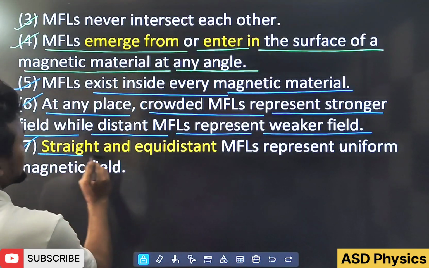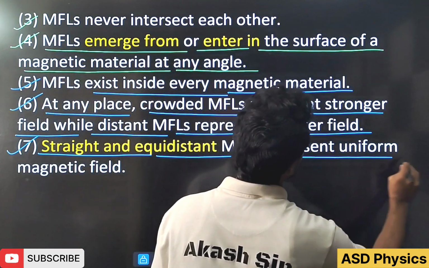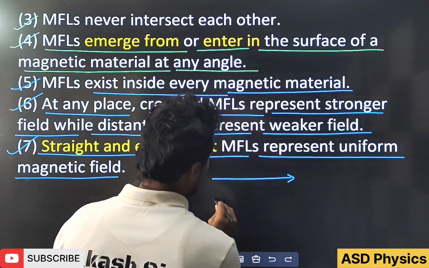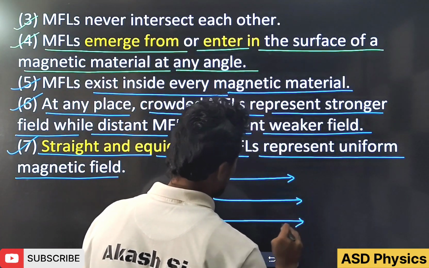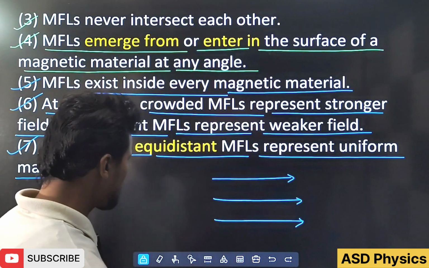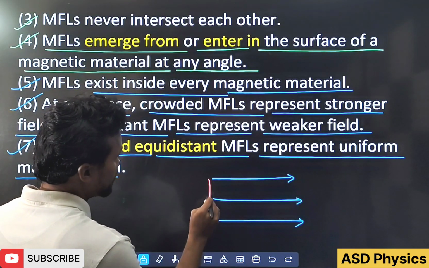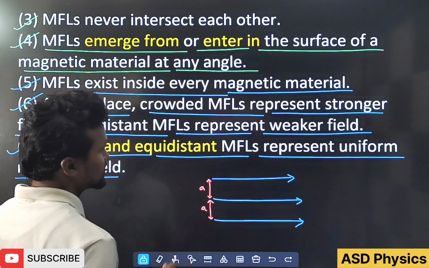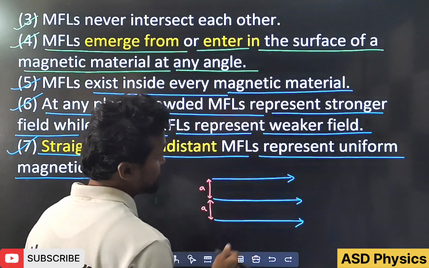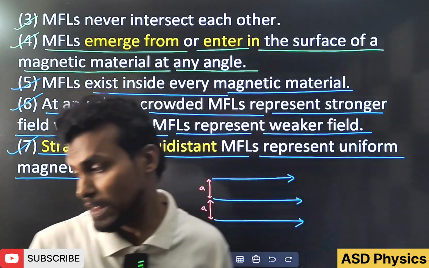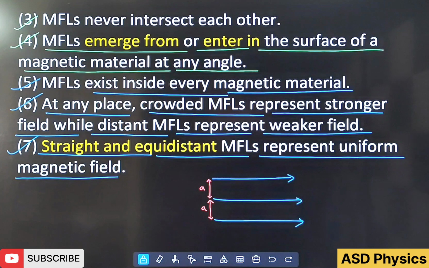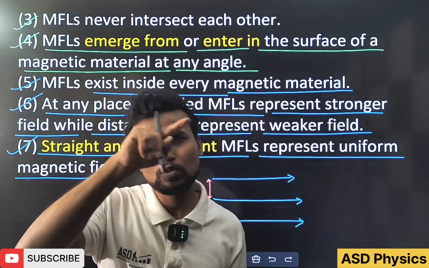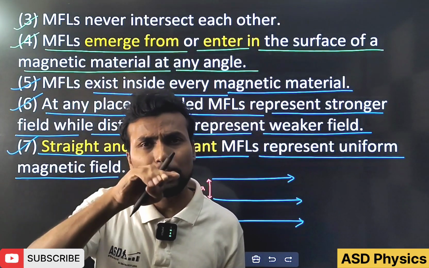Last property: straight and equidistant magnetic field lines represent a uniform magnetic field. If we represent the magnetic field lines like this, you can see they are straight and also equidistant. What is the meaning of equidistant? For example, if the distance between these two lines is A, here also the distance between two lines is A. So this represents a uniform magnetic field. Remember that. This is only possible when we look at a region very far from the magnet. There the field lines appear very parallel to each other.